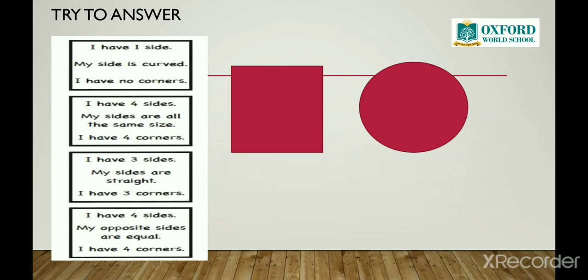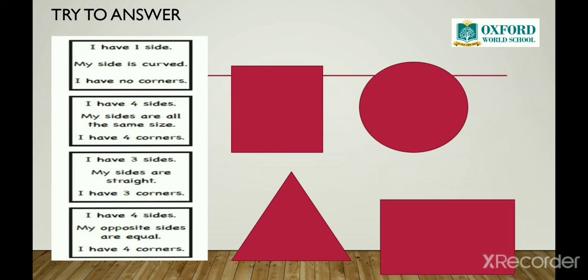Coming to the next, I have 3 sides. 3 sides. Wow, it's a triangle. My sides are straight and I have 3 corners. So yes, it's a triangle. Now coming to the last, I have 4 sides. My opposite sides are equal and I have 4 corners. So this is a rectangle. So now kids, I hope the different features of 2D shapes are clear to all.